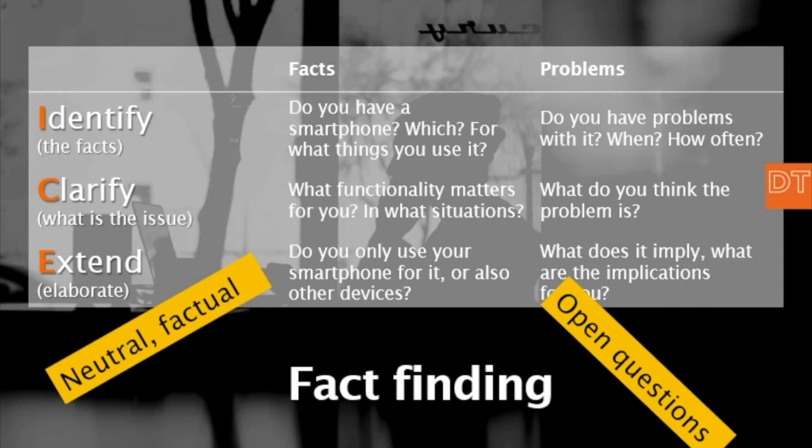What does it imply for them? Why is it a problem for them? What are the implications for you? All these questions are open, so there is no possibility that they can just say yes or no. They're going to have a chat with you. And while you keep listening and using identify, clarify, and extend, they keep talking. I guarantee you that.